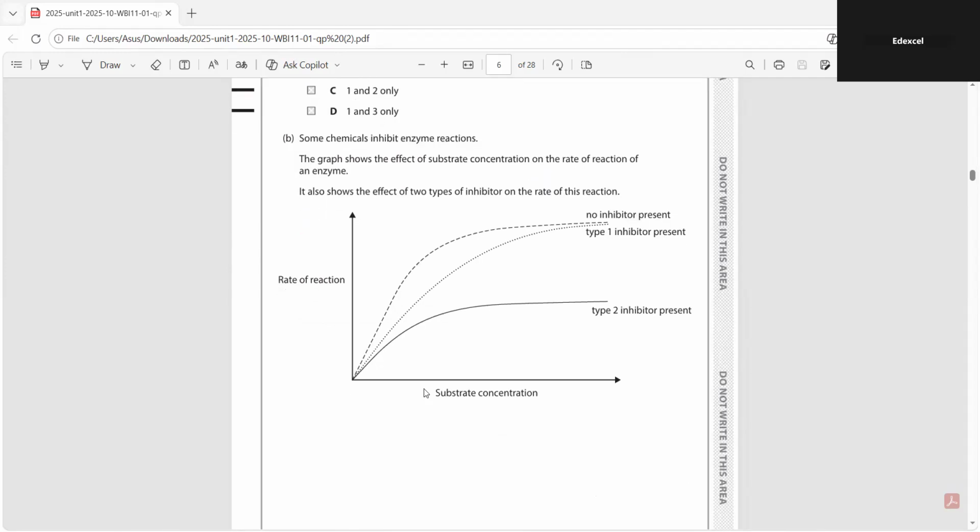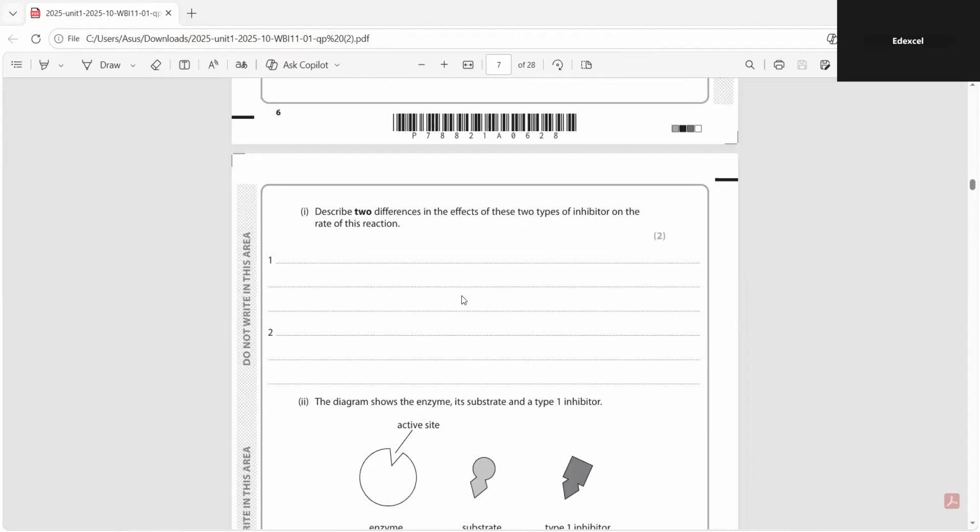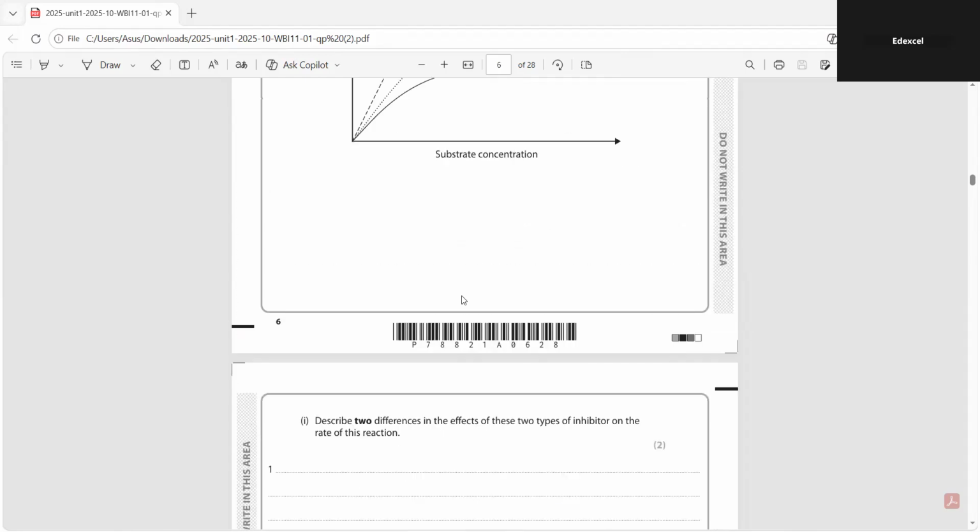Some chemicals inhibit enzyme reactions. The graph shows the effect of the substrate concentration on the rate of reaction of an enzyme. It also shows the effect of two types of inhibitors. Type 1 inhibitor, type 2 inhibitor are already shown. But in general case, we have two types of inhibitors as competitive inhibitors and the non-competitive inhibitors. So let's move on to the question. Describe the two differences in effects of these two inhibitors on the rate of the reaction.